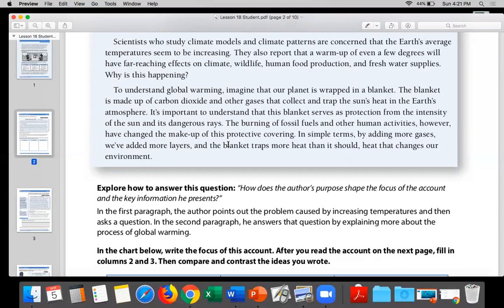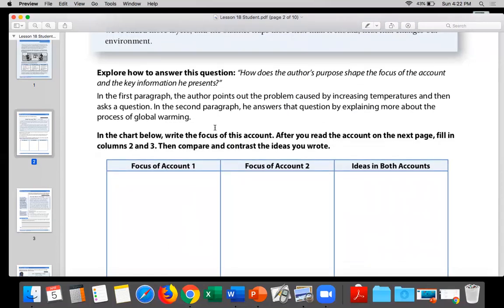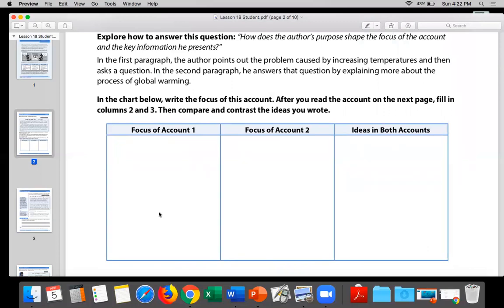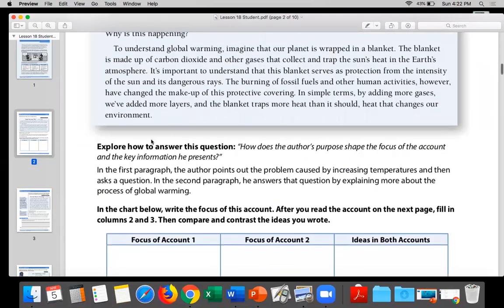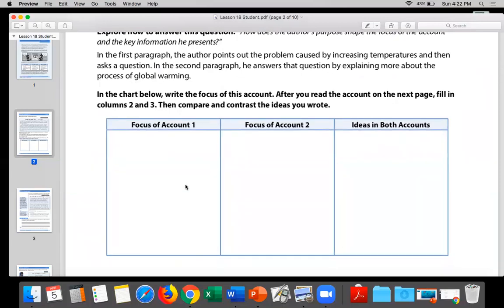To understand global warming, imagine that our planet is wrapped in a blanket, and then they use that scenario. What does this whole scenario with the blanket suggest? It suggests that, well, it doesn't suggest, it explains why global warming is happening, why Earth's temperature is increasing. So go ahead and put that down right here. If you need to pause me right now and write that down, that's fine. Or if you need to rewind and listen to that again and then pause, that's fine.